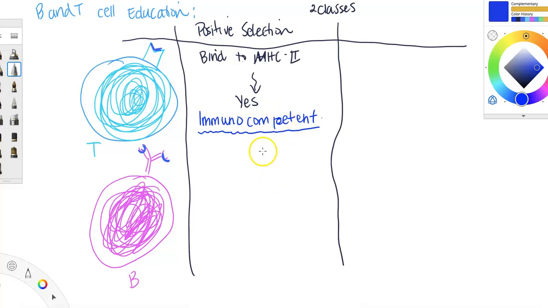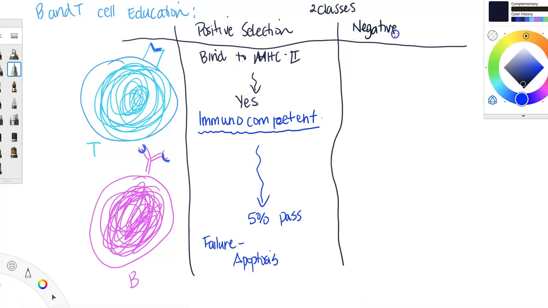Okay, so unfortunately, only about 5% pass. So if they don't pass, which 95% don't, they have to go through apoptosis or cell suicide. Okay, so only 5% are smart enough to pass this. If they pass, then the next class is called negative selection.